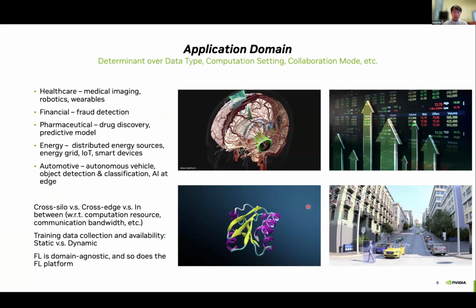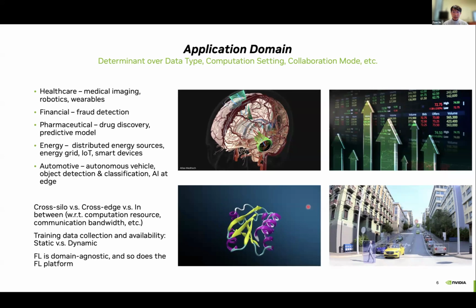For example, in healthcare, we have medical imaging data that can be big for every sample. For robotics, we have different challenges, like data produced in real time and limited computation resources. And of course, we have variables that are more towards cross-device scenarios. Other application domains, like financial, pharmaceutical, energy, and automotive, all have different data types and data distributions that determine what kind of algorithms we are going to use, and what kind of learning process is most effective for these applications.